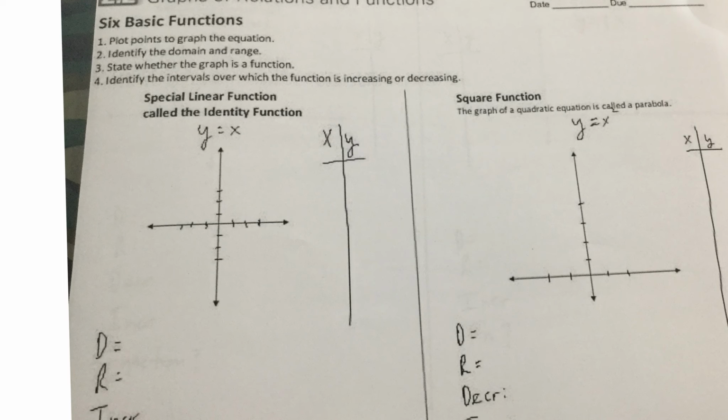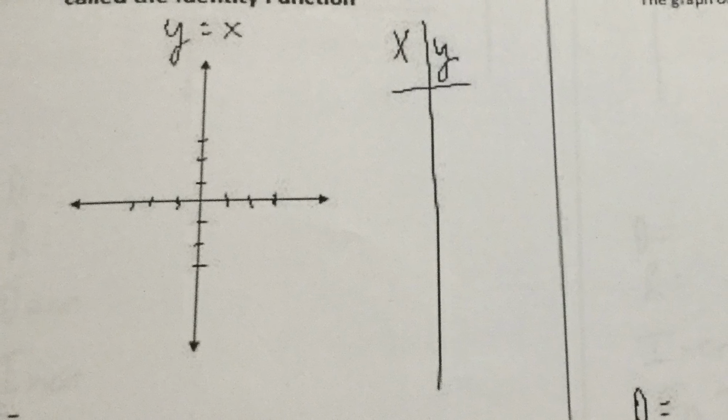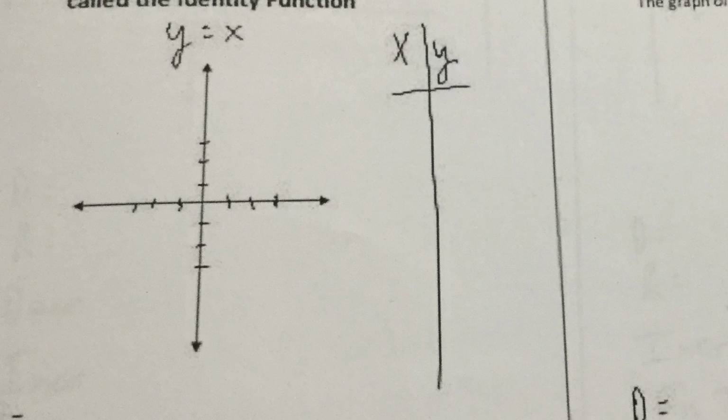Okay, so our 6 basic parent functions, we want to plot the points to the graph. We want to identify the domain and range. We want to state whether this graph is a function or not, and then identify the intervals over which the function is increasing or decreasing. Okay, so our first function is the linear function, which is y equals x. So with all of our functions, we want to have 5 critical points, okay, besides the rational function, but we're not going to get into that one yet.